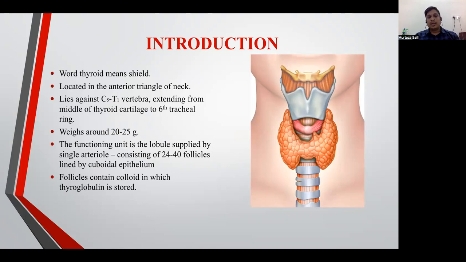The average weight of the thyroid is 20 to 25 grams, and the functioning unit is a lobule, which is supplied by a single arteriole and consists of 24 to 40 follicles lined by cuboidal epithelium. These follicles contain colloid in which thyroglobulin is stored.